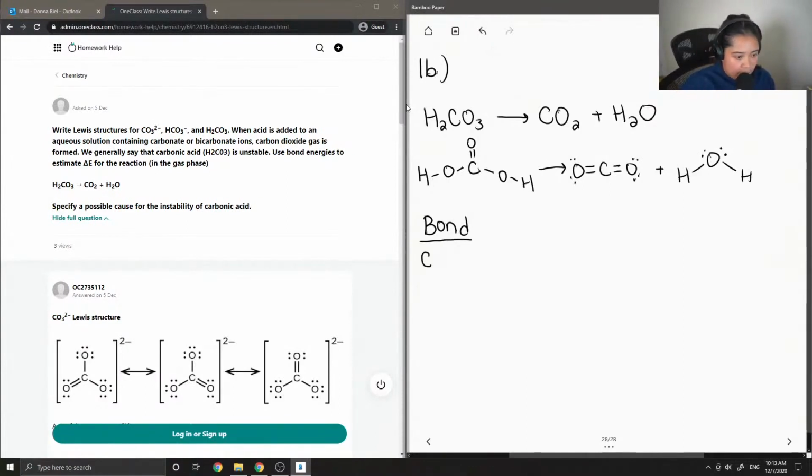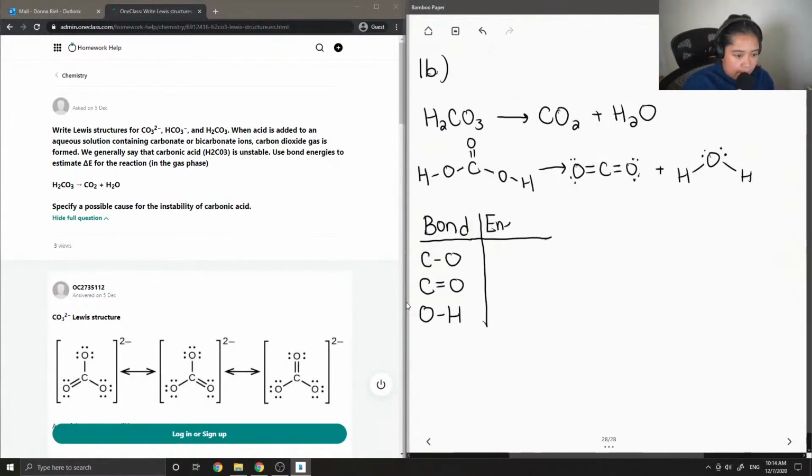So we have a single bonded carbon and oxygen as one of the bonds. There's also a double bonded carbon and oxygen bond. So this is in carbonic acid and also in carbon dioxide. And there is also a single bonded oxygen to hydrogen bond as well. Okay, so that's one of the columns.